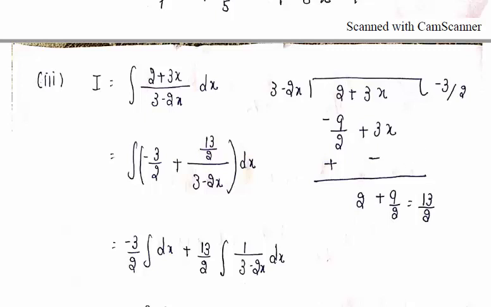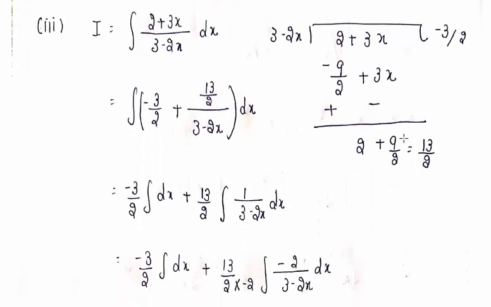Now next we discuss the integration of 2 plus 3x over 3 minus 2x. As you can see, the degree of numerator and denominator is 1, because the numerator contains a simple term x and the denominator also has an x. So to solve this integration, first we perform a division. After division, then we find the integration.